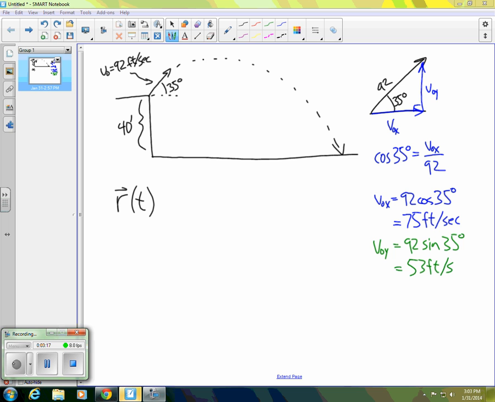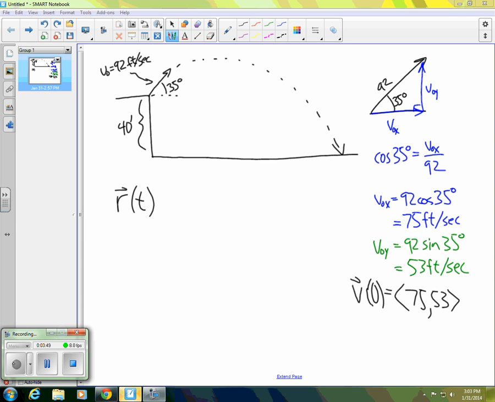Combining these two, the velocity vector at time 0 is equal to 75 and 53. Those are its components. Let me fix that little vector arrow. It didn't look very nice. Okay, there we go.